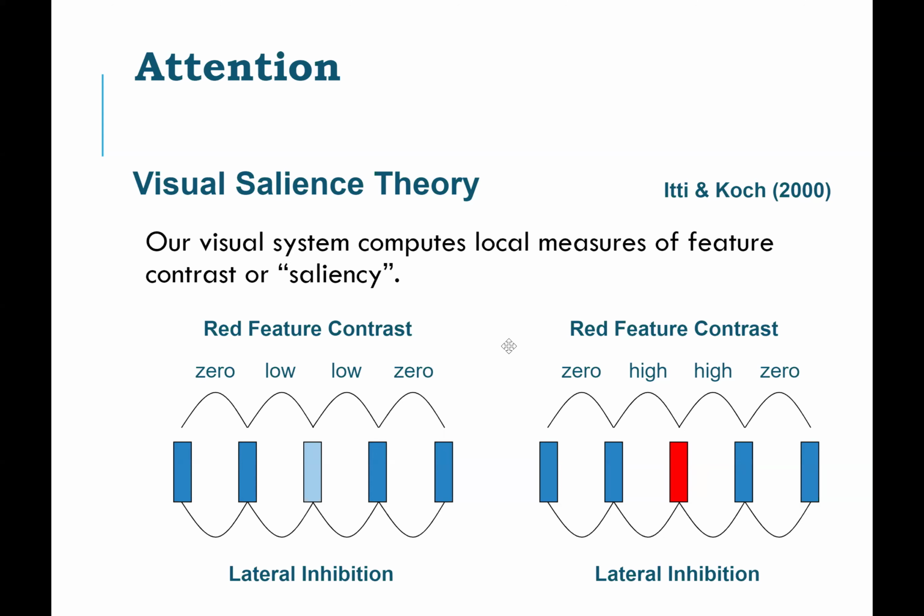Our visual system computes local measures of feature contrast, or saliency. When you extract features, the features that are next to each other interact with one another. They try to silence each other when they're very similar, because of normalization and inhibition. As a result, the stuff that is different from each other is going to stand out. It's going to have higher activation.